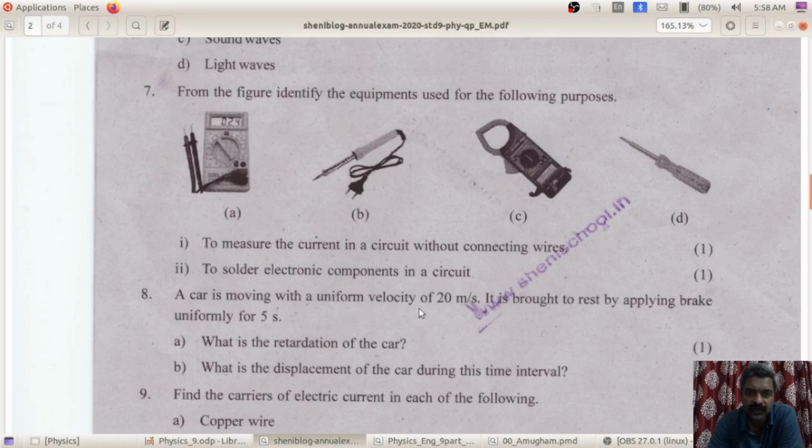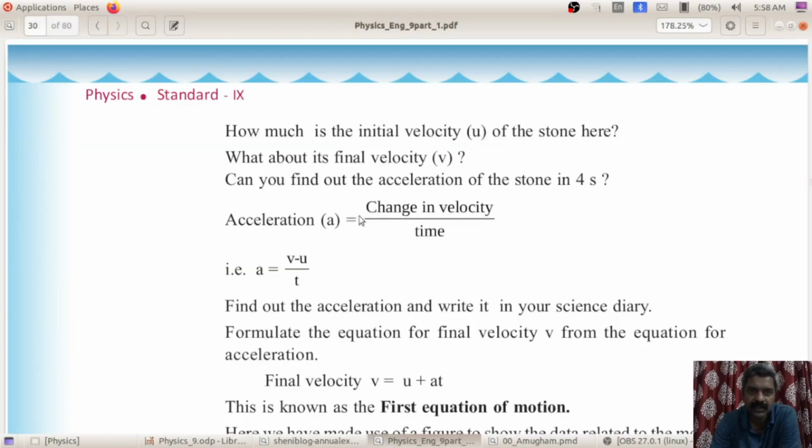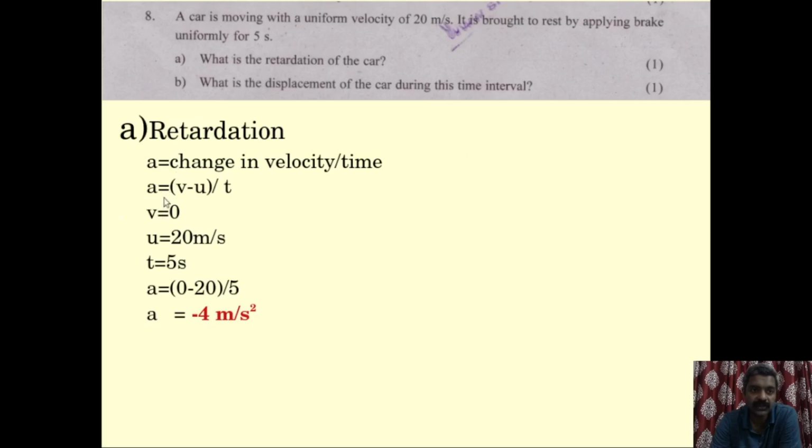A car is moving with a uniform velocity of 20 meter per second. It is brought to rest by applying brake uniformly for 5 seconds. What is the retardation of the car? The acceleration of the car is equal to change in velocity divided by time. A is equal to V minus U divided by T. V is 0, U is 20 meter per second, T is 5 seconds. So A is equal to 0 minus 20 divided by 5, which is equal to minus 4 meter per second square. Minus indicates the motion of the car is in retardation.